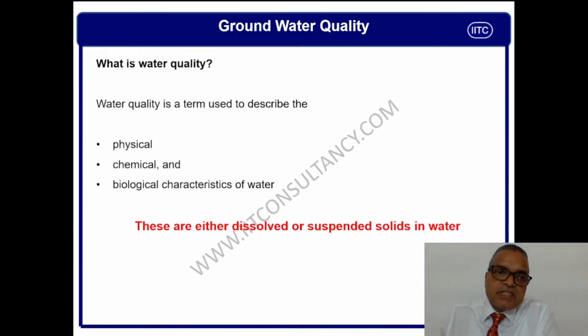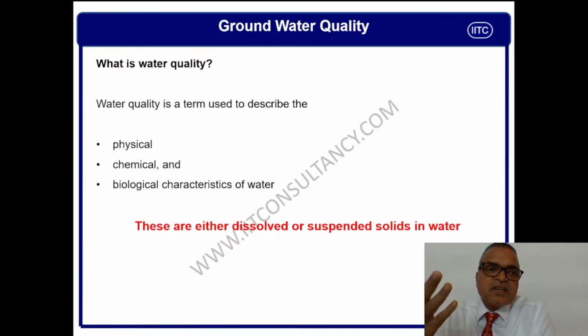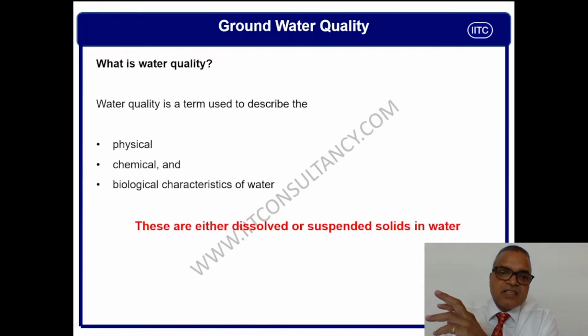Guys, now we are going to see what water quality is. What do you mean by water quality? Water quality simply means the physical, chemical and biological characteristics of water. Now, how to measure the physical characteristics, the chemical characteristics, and the biological characteristics of water. These are the different things we will see in this module or in another module. These physical, chemical and biological characteristics are either dissolved or suspended solids in water.